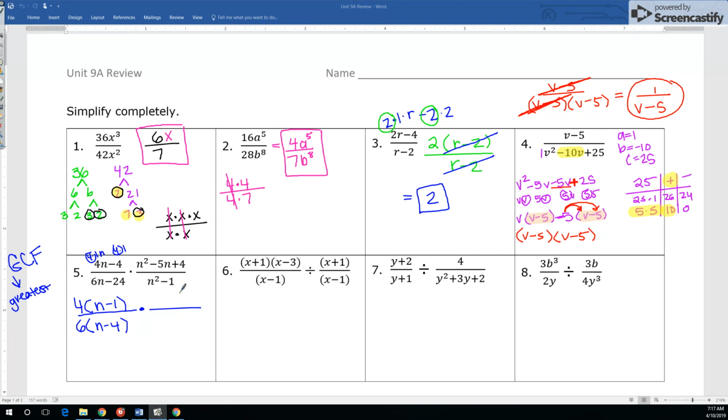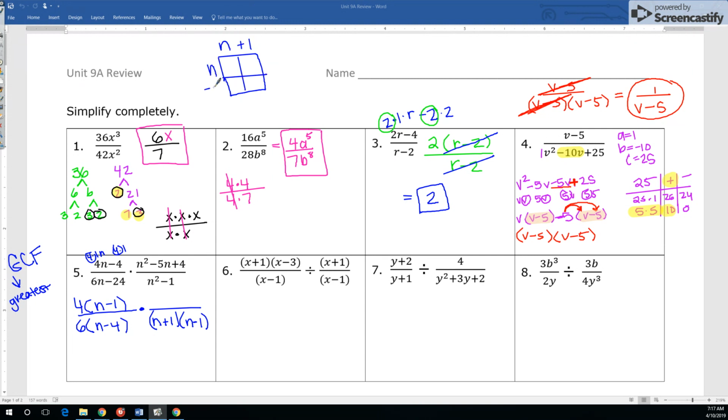It's a binomial that's a quadratic. Both of these terms are squared. N squared is really n times n. And 1 squared, or 1, is really 1 times 1. So I'm going to make one of them n plus 1 and one of them n minus 1. And if you do your little multiplication box, you'll see how that works.